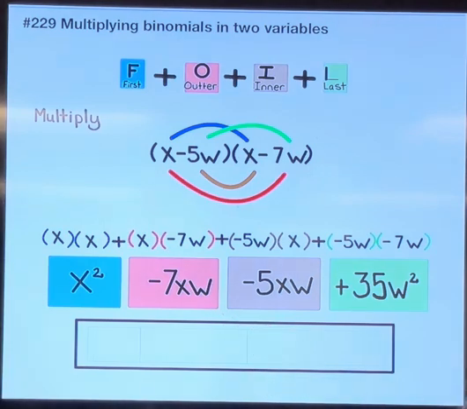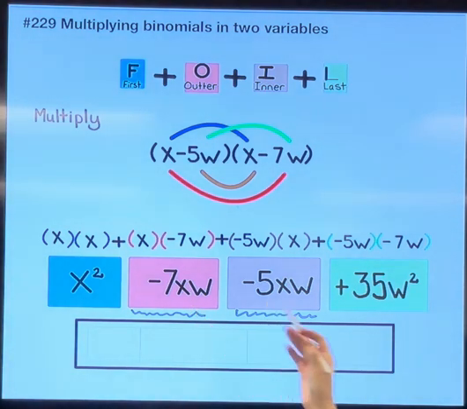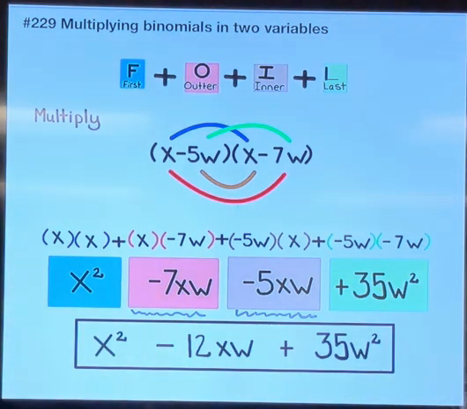And then the middle terms, once again, those are like terms, so I can combine those. -7xw's and another -5xw's makes a total of -12xw's. And then let's bring down the 35w squared and the x squared, and we have our simplified solution.